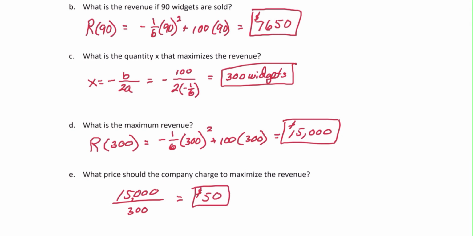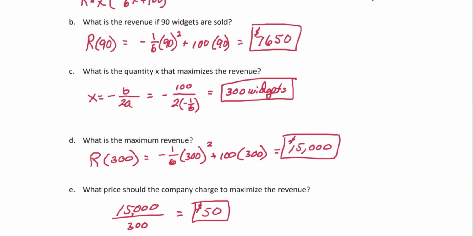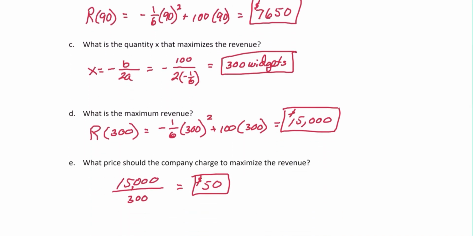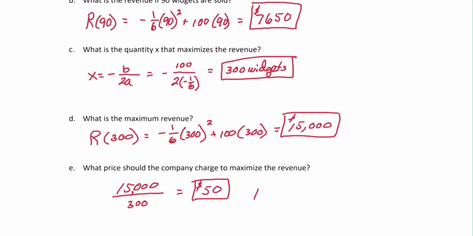An alternate way to approach this is to remember that you were given the demand equation at the very beginning. That's P equals negative 1/6 X plus 100. We can use this to find the price as well. So P is equal to negative 1/6 times X, the number of widgets we found to be 300, plus 100. And this gives us a price of $50.